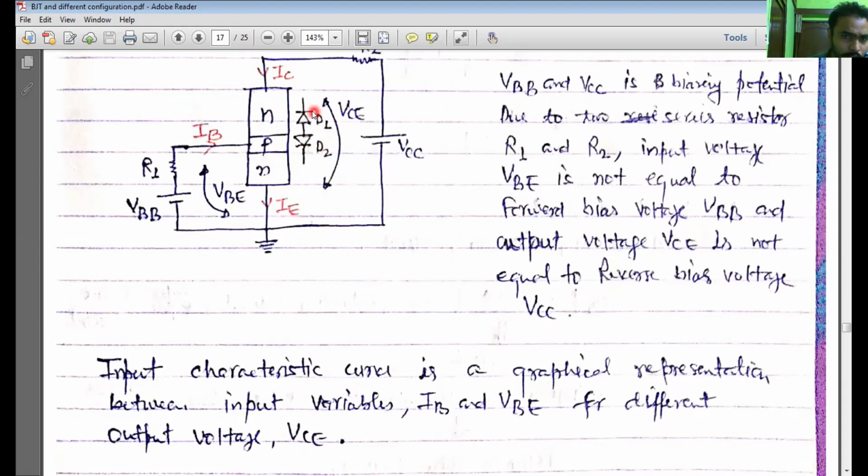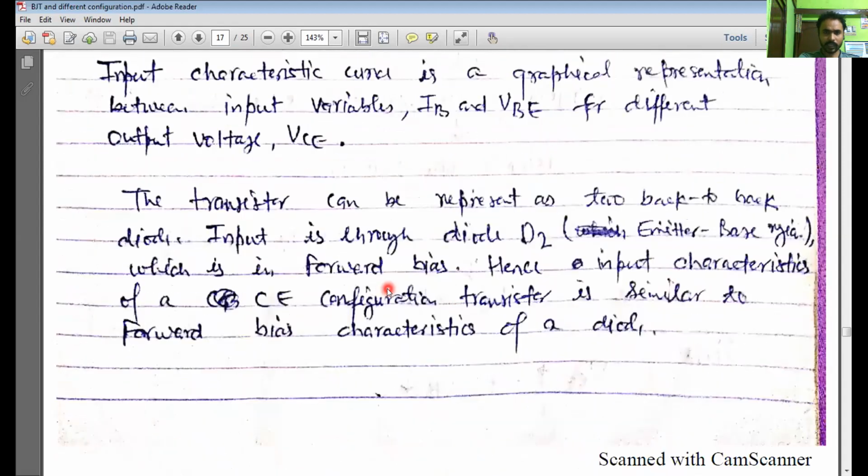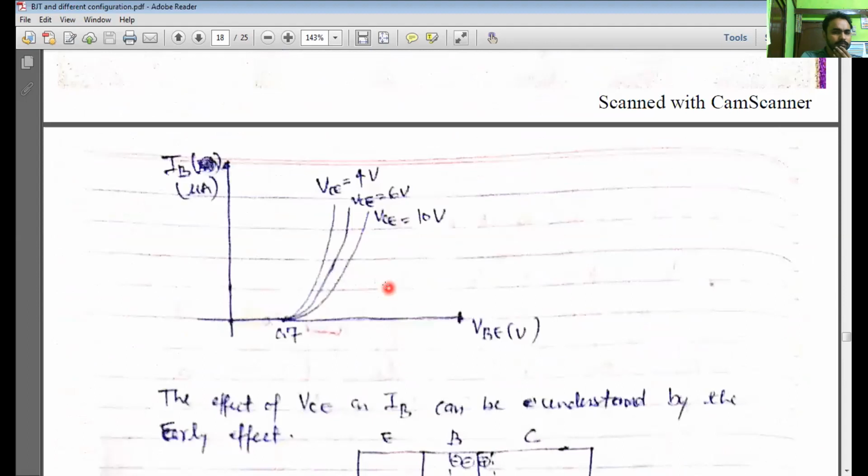So this is NPN, diode D1 and diode D2. Leave these parts first, come to here.